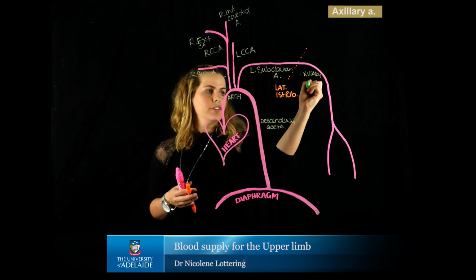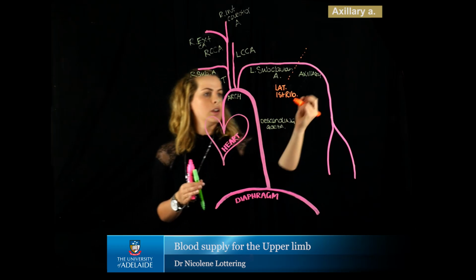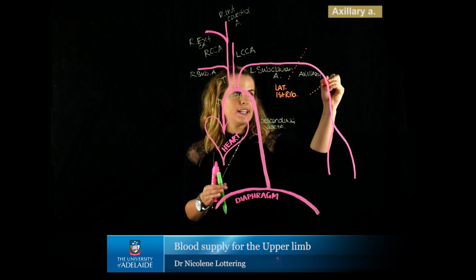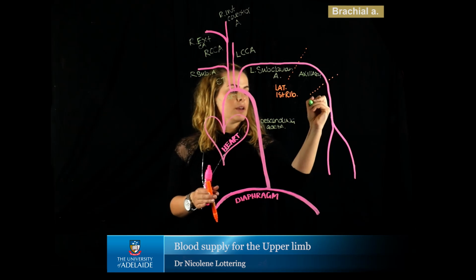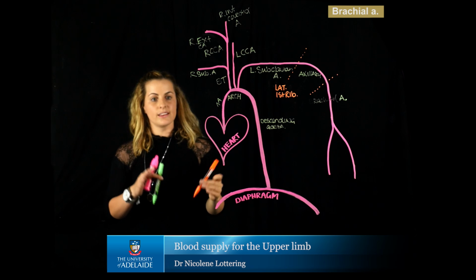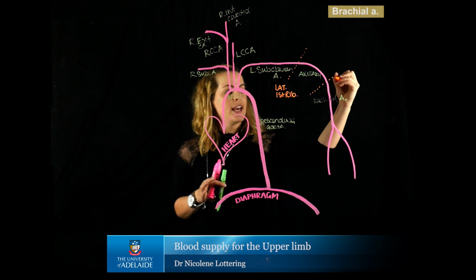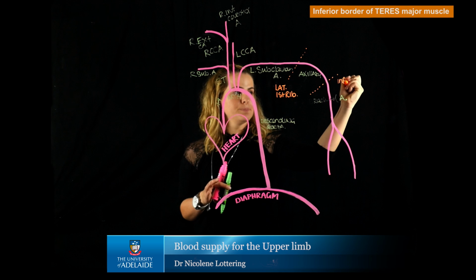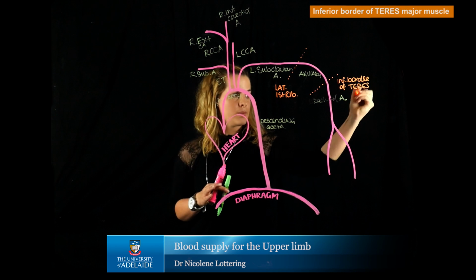So over here we have the axillary artery. And the axillary artery is then going to continue as the brachial artery. The transition from the axillary to the brachial is going to occur at the inferior border of the teres major muscle.